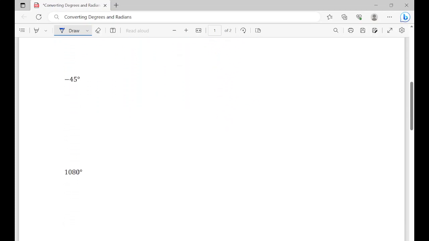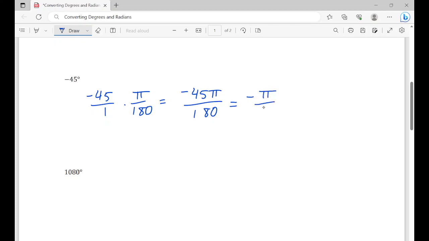We can even do negative degree measurements, so negative 45 degrees. So negative 45 over 1 times pi over 180. It's going to end up giving you negative 45 pi over 180, which will reduce down to negative pi over 4.